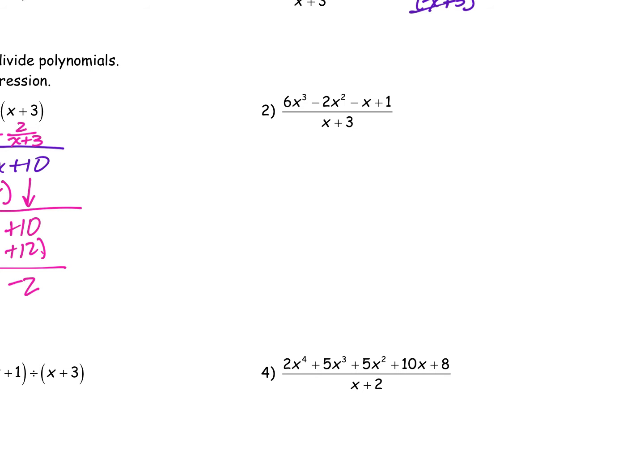Then your remainder 0, then it would have just been x plus 3. Or x plus 4, whichever it was. All right.